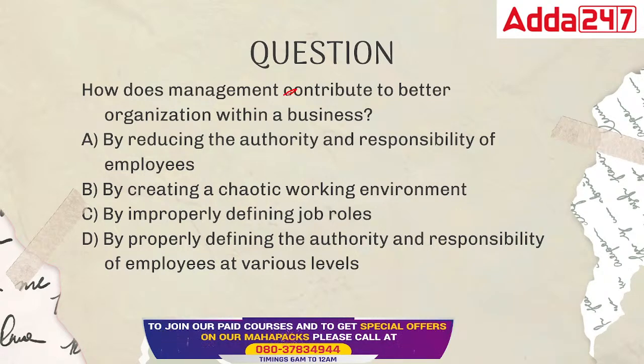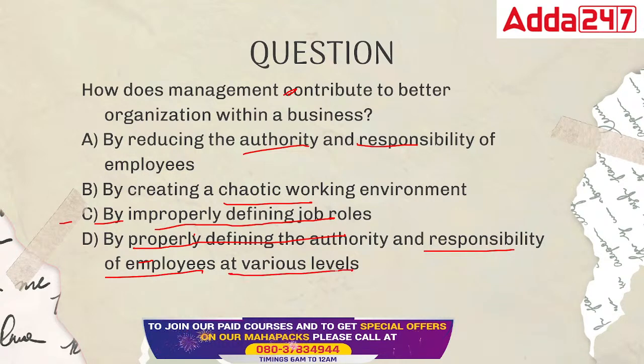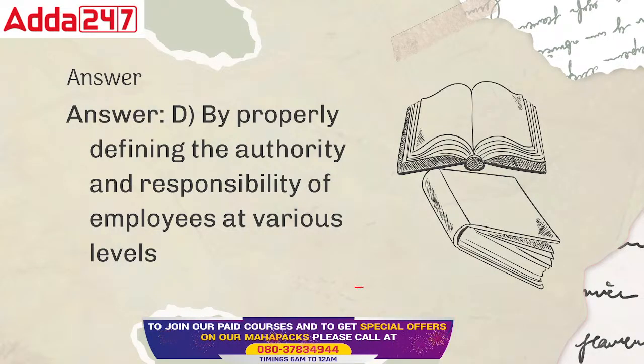Okay, reducing the authority and responsibility of the employees by creating a chaotic working environment, by improperly defining the job roles, by properly defining the authority and responsibility of the employees at various levels. What would be the answer? How does management contribute to better organization? That would be D, because they define the authority and responsibility. And always remember, the authority should be equal to responsibility.